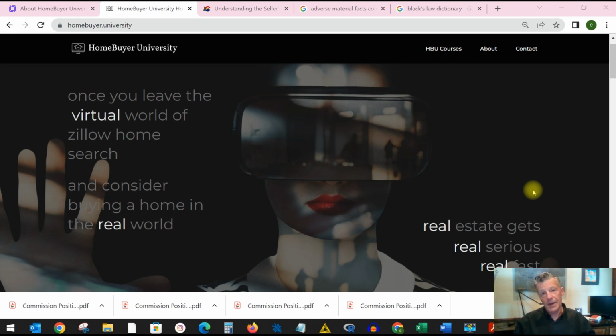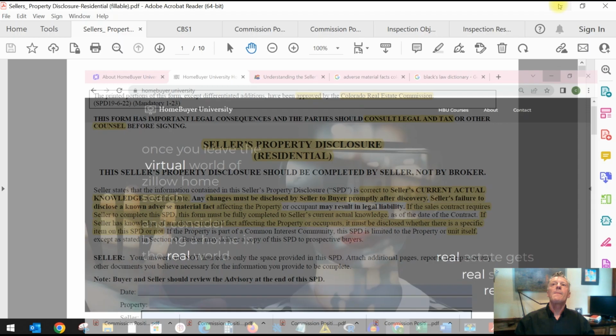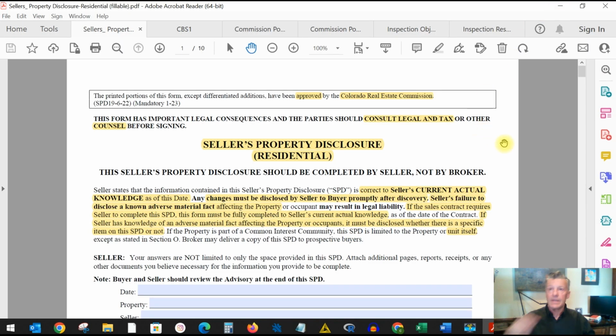Today we're going to talk about the seller's property disclosure, the inspection objection form, and the inspection resolution form. So it's going to take us a little bit to get through this, but we're going to be fine. Let's get rolling. This is the seller's property disclosure form, and this is for Colorado.